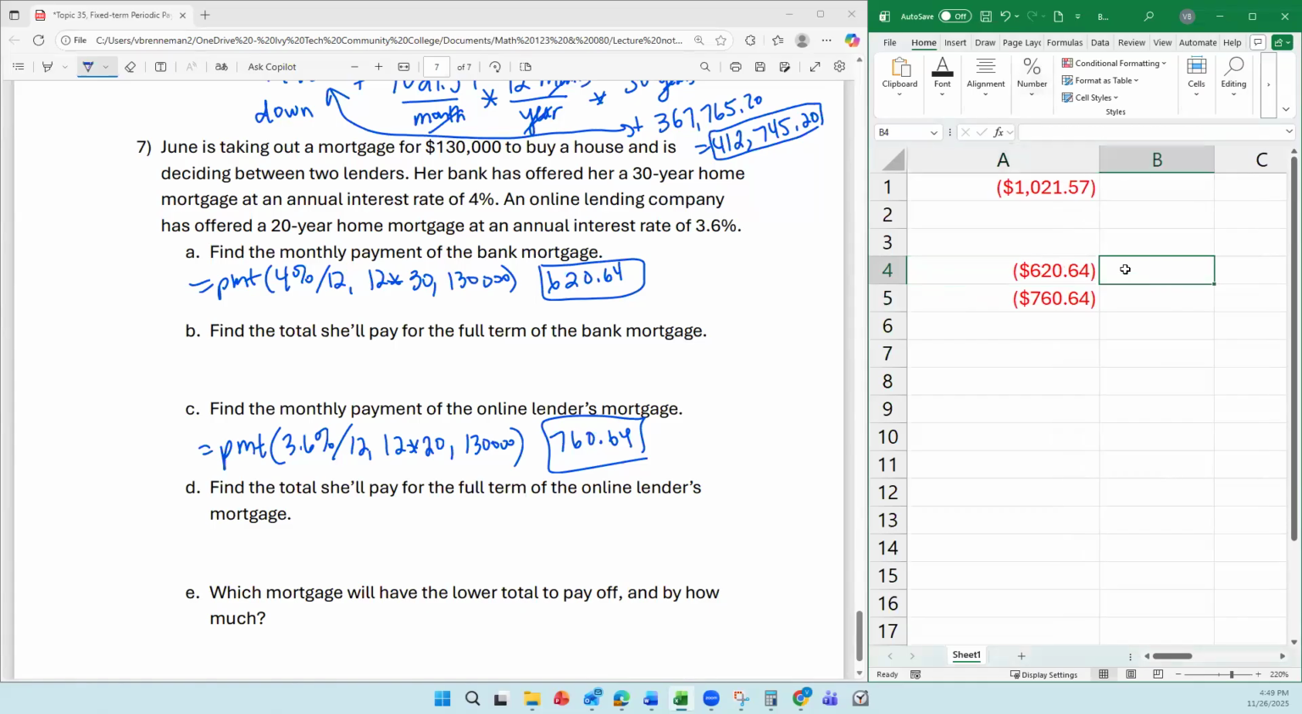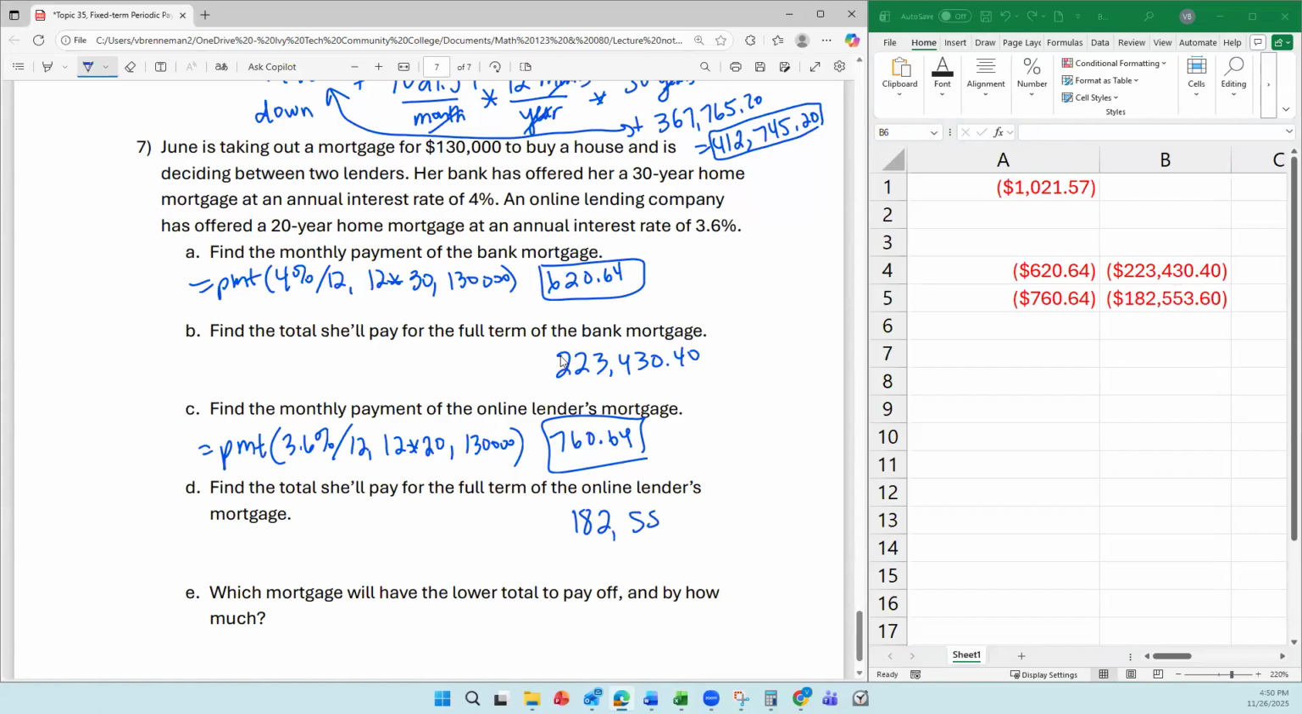So I'm going to now take this times 12 times 30 and take this times 12 times 20. So you see for the bank, for that 30-year mortgage, she's paying a little less per month. For the online lender, a little bit more per month, but she's only ending up paying a total of $182,553.60.